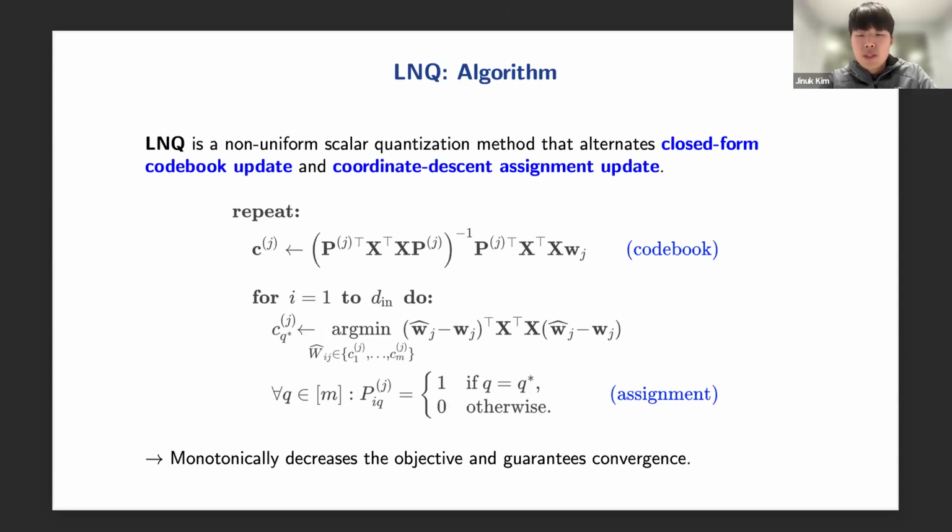LNQ alternates two optimization steps. It alternates between updating the codebook with fixed assignments using a closed-form solution, and updating assignments with a fixed codebook via a coordinate descent algorithm. The objective drops monotonically and has a convergence proof.